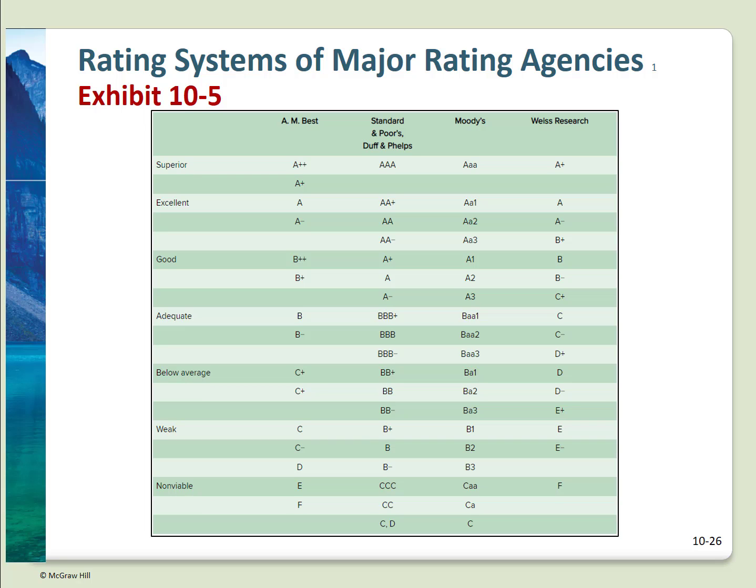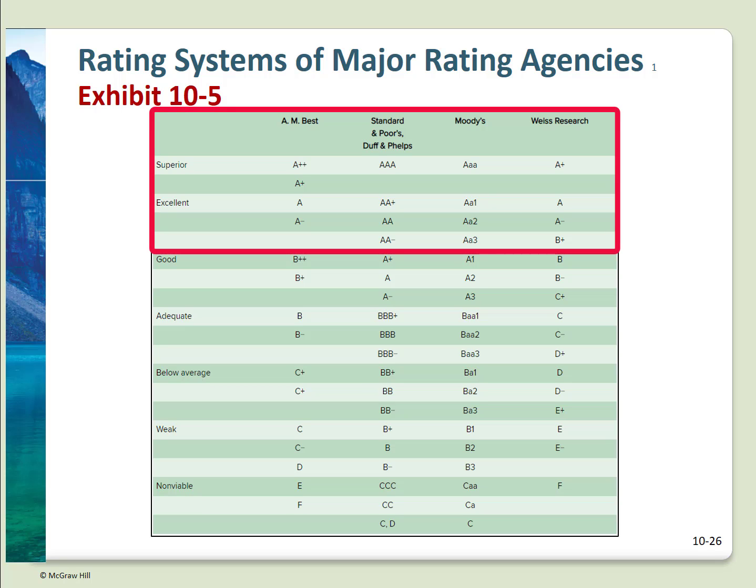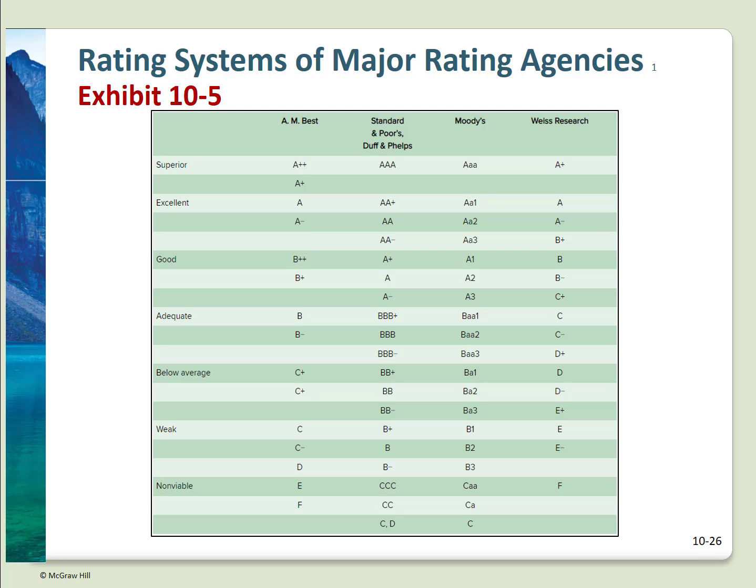Exhibit 10.5 presents the rating systems used by AM Best and the other major rating agencies. You should deal with companies rated as superior or excellent. There are many sources for information on insurance companies. Companies are rated by several rating agencies, including AM Best, S&P, Duff & Phelps, Moody, and Weiss Research, as you can see in the exhibit. Do your online research, but also ask family and friends for their recommendations as well.